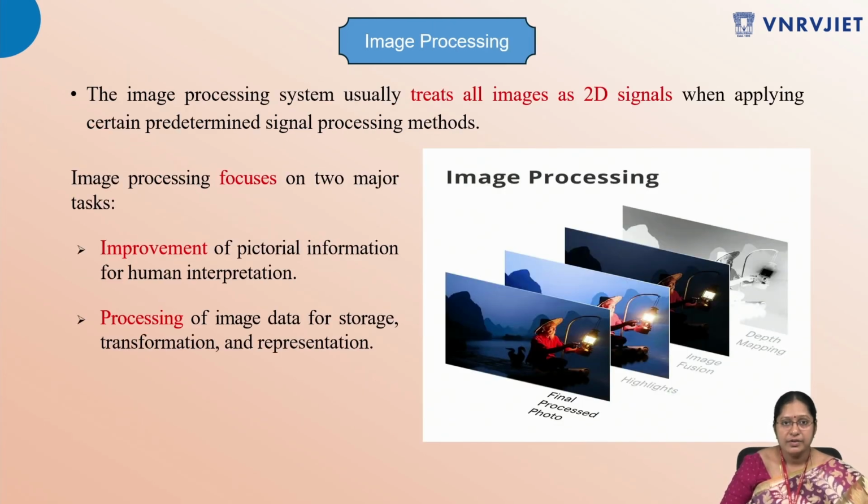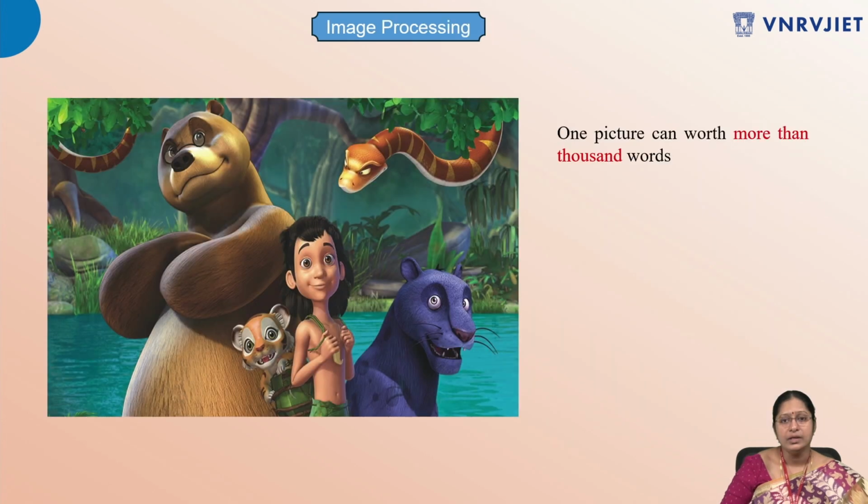Next, image processing. In each image processing system, each image is treated as a 2D signal when applying predetermined signal processing methods. Image processing focuses on two major concepts. The first is improvement of the image for human interpretation, and the next is processing of image data for storage, transformations and representation. Next, we all know about the Jungle Book.